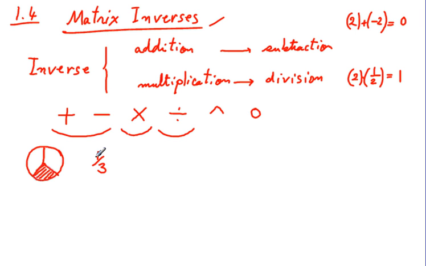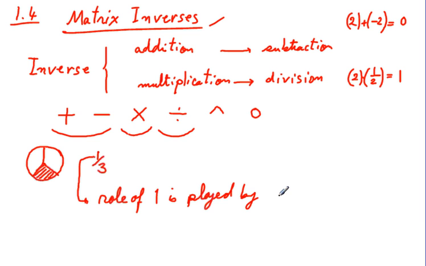We said something about the role of 1. Who plays the role of 1 in linear algebra, in matrix analysis? What matrix was it that had the same property as 1 does in elementary arithmetic? In elementary arithmetic, 1 has the property that if you multiply by anything, you just get that thing back. The identity matrix plays that role. Who was the identity matrix? The identity matrix had a special look to itself.